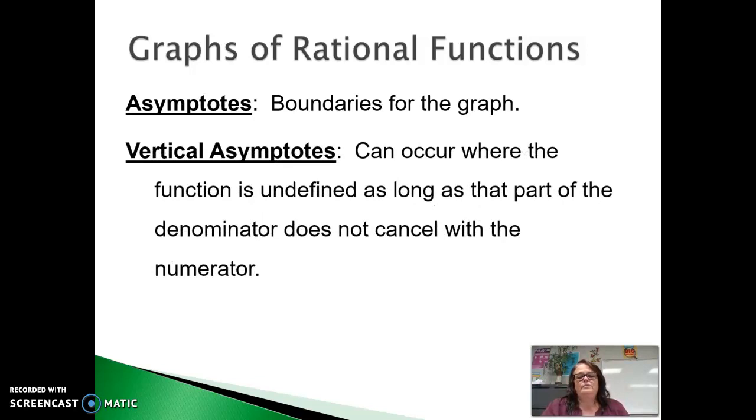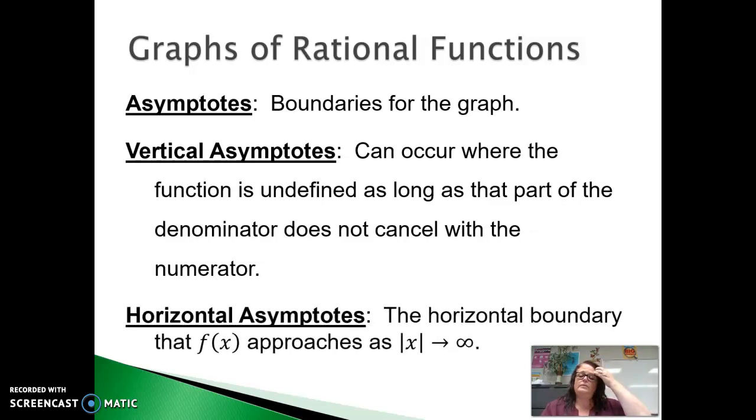Vertical asymptotes can occur where the function is undefined based upon the denominator, as long as that part of the denominator does not cancel with the numerator. Because if it cancels with the numerator, then that's where you have a hole or a point discontinuity. A horizontal asymptote is similar to talking about end behavior. It's saying as x gets really, really large or as x gets really, really small, are you approaching the same horizontal boundary without crossing it?